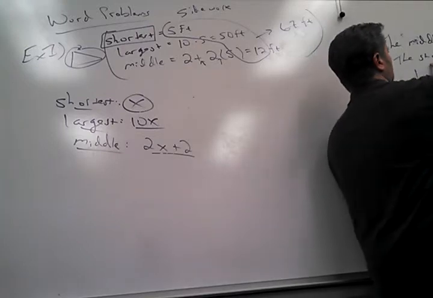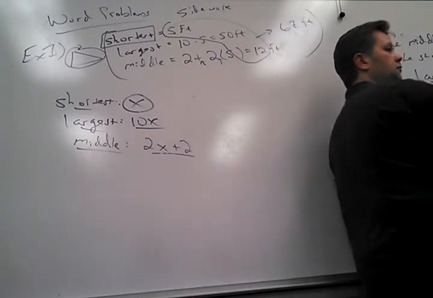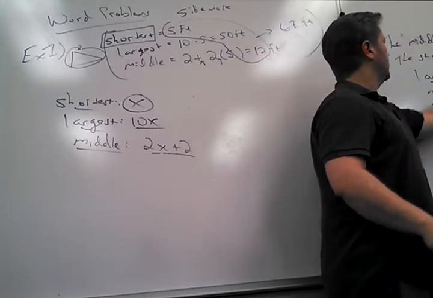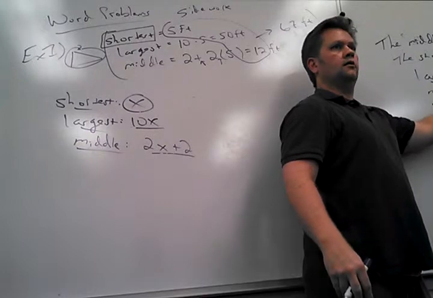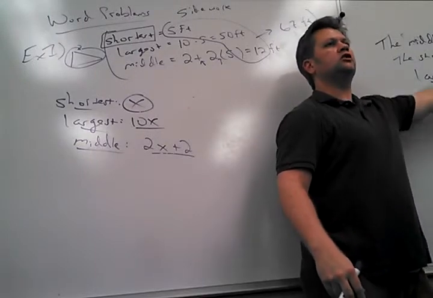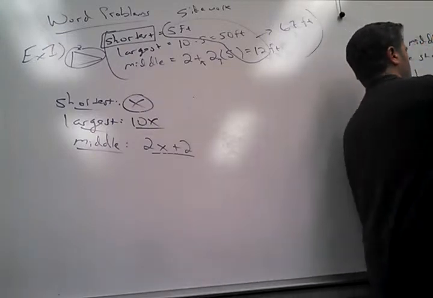And then what would the shortest side be? Not a specific value. The shortest side is 20 less than the largest. What's the largest one? The largest one is X. What's 20 less than that? X, negative 20. Yeah. X minus 20.